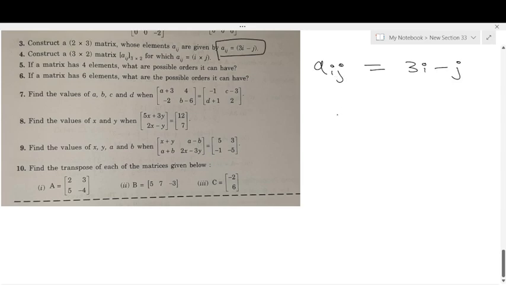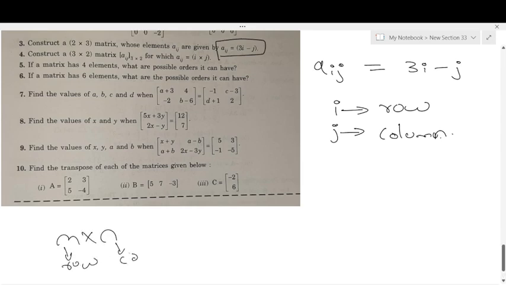What is I and J here? I stands for? Very good. J stands for? Column. I stands for row, J stands for column. In the same way, M into N. M stands for row, N stands for column. Now, this is an equation given.